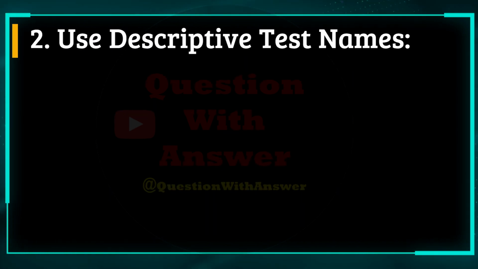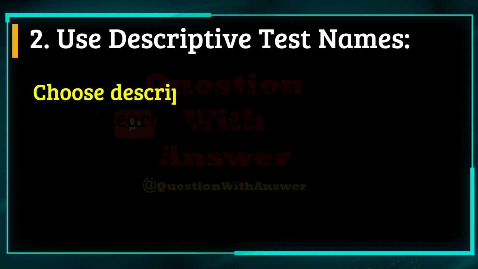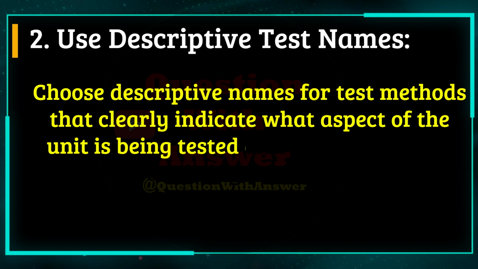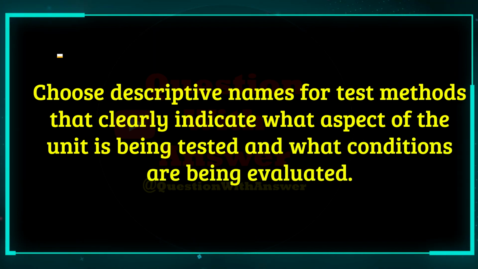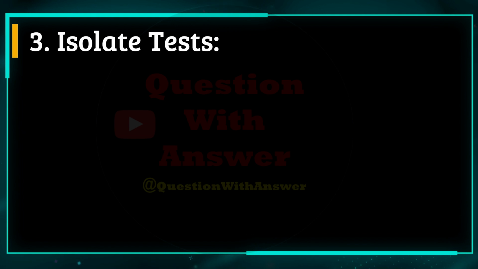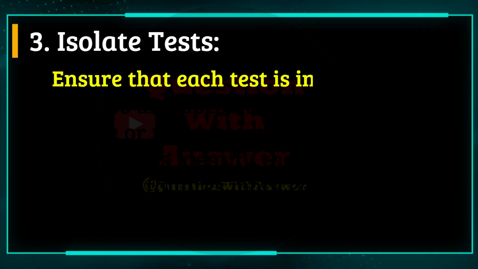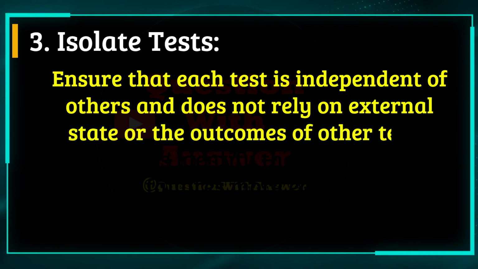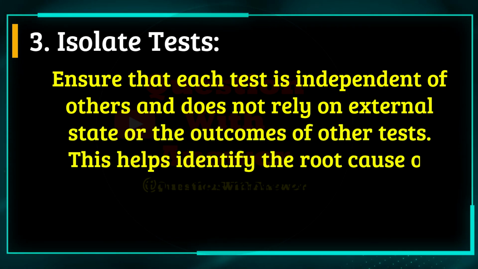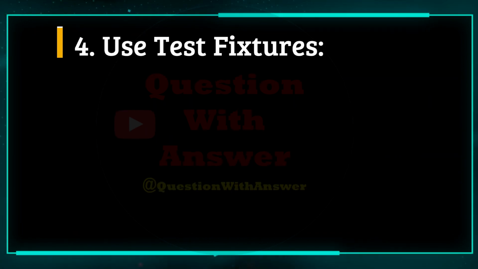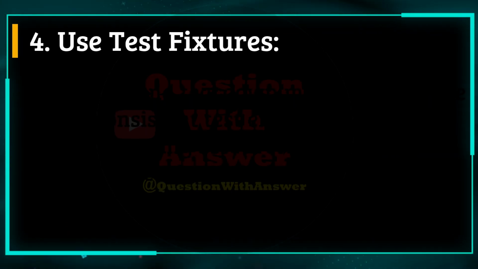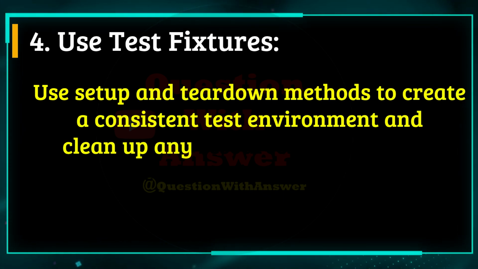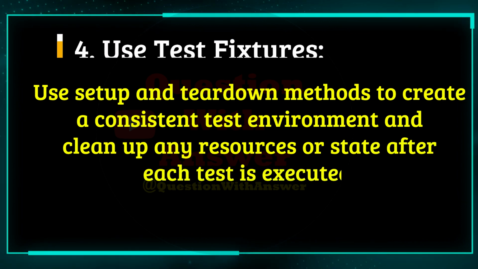2. Use descriptive test names. Choose descriptive names for test methods that clearly indicate what aspect of the unit is being tested and what conditions are being evaluated. 3. Isolate tests. Ensure that each test is independent of others and does not rely on external state or the outcomes of other tests. This helps identify the root cause of failures more easily. 4. Use test fixtures. Use setup and teardown methods to create a consistent test environment and clean up any resources or state after each test is executed.